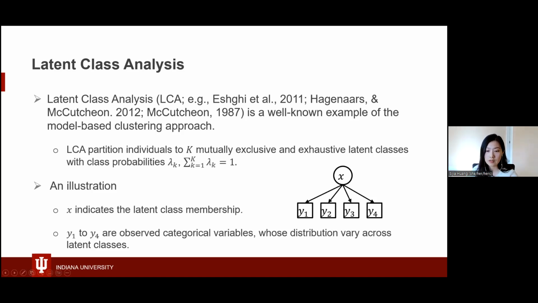Also in this figure illustration, we have 4 squares representing observed categorical variables. In our case, they will be item responses. Of course, we have more than 4, but for the figure illustration we keep only 4 observed categorical variables. The distribution of these observed categorical variables will be different across latent classes. So for each latent class, we have a distribution model for the observed categorical variables, and then we mix everything together to get the entire population data.